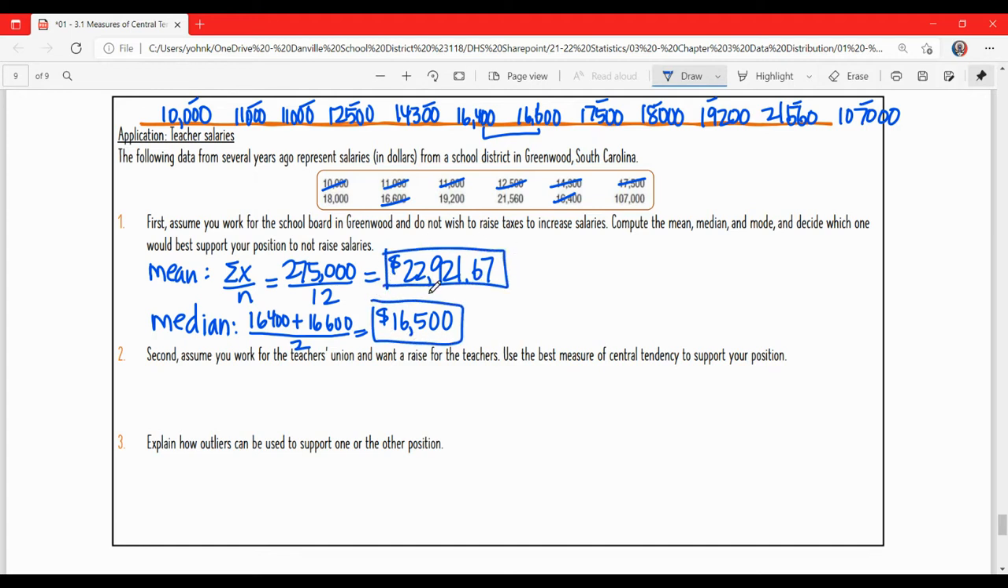Okay, then I need to find the mode. So which value appears most often? Looks like 11,000 is our mode.